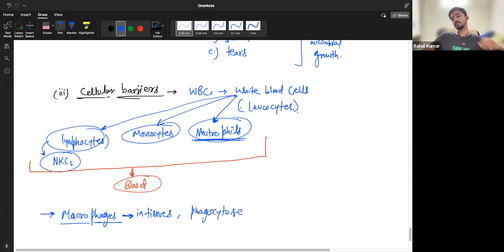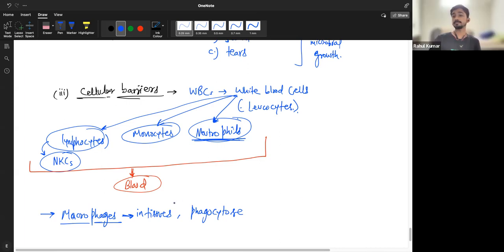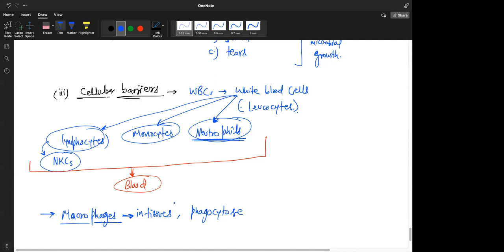Phagocytosis. The word cyto in biology means cell. Phagocytosis means when one bigger cell engulfs another smaller cell, like an amoeba does, right? You know phagocytosis, everyone? Do you understand phagocytosis? Say yes or no.